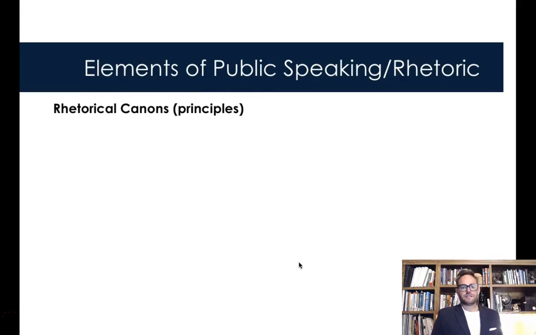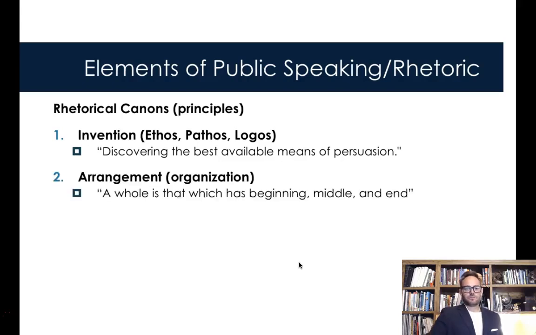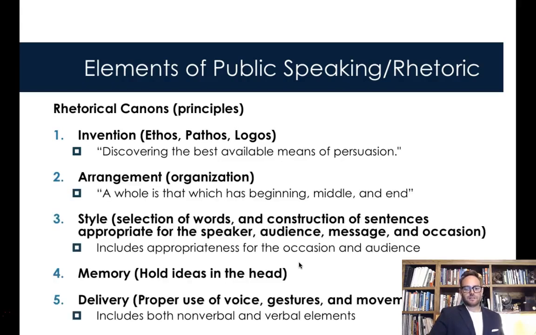So let's go ahead and take a brief moment and look at the elements of public speaking. These are called the rhetorical canons or principles developed by Aristotle. There are 5, and even though they're not explicitly stated in the textbook, I think they're very relevant to public speaking because obviously they're the rhetorical principles. So the first principle is invention. And so Aristotle would argue that invention includes ethos, pathos, and logos, and discovering the best available means of persuasion.